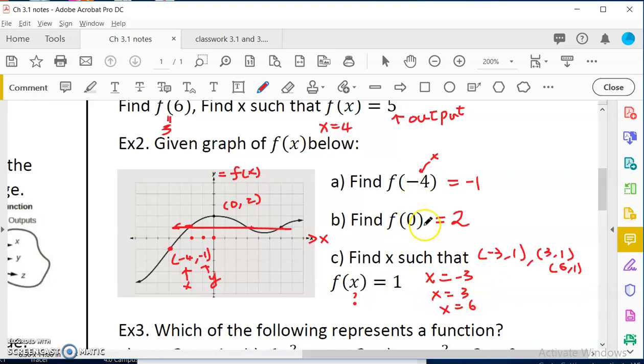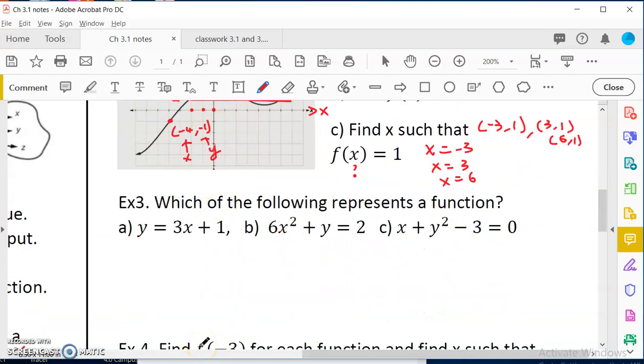In a nutshell, if you want to find f of something, you look at x and then you go up and down. If you want to find x, you go to y, you look sideways, get all those points, and you look down or up on the x-axis.